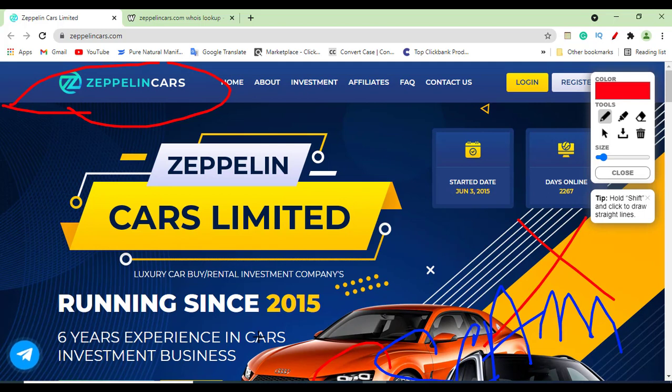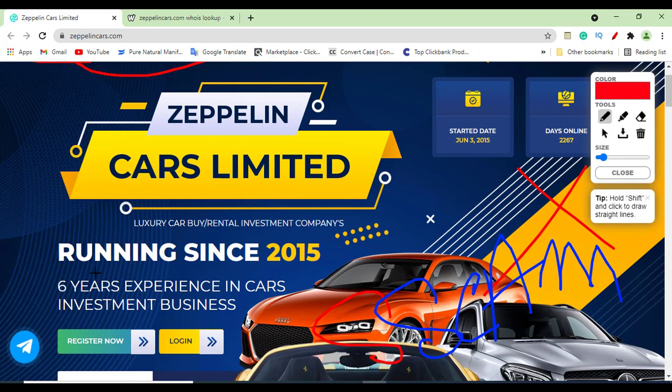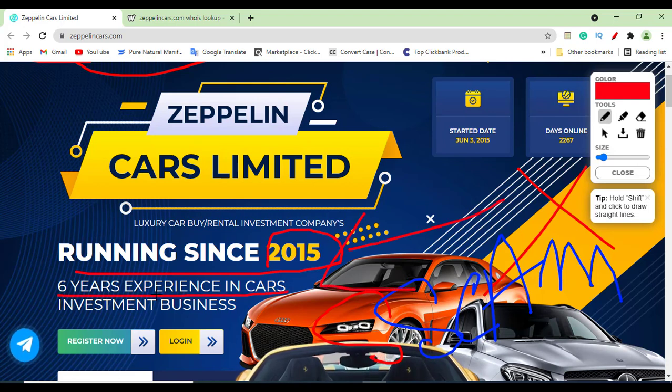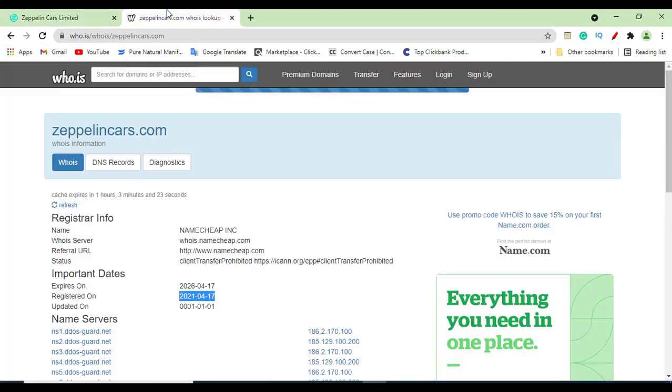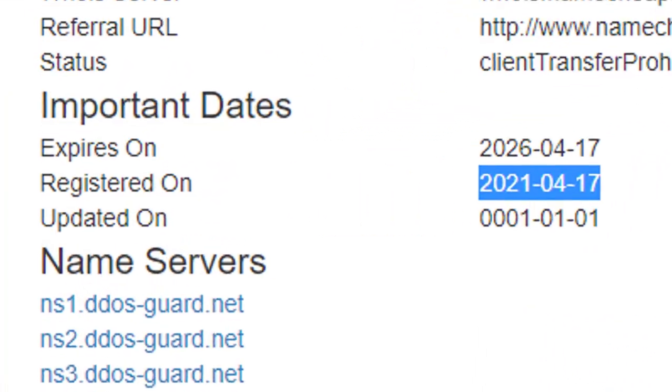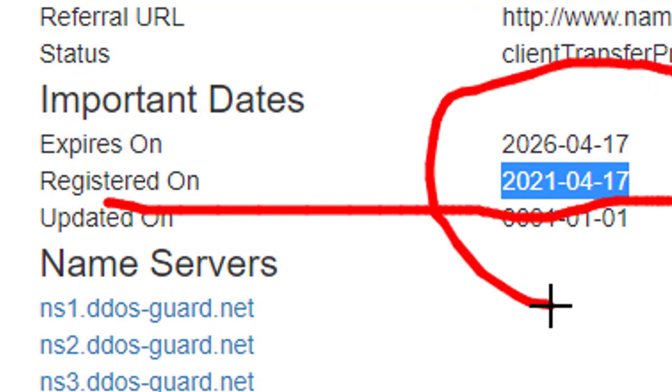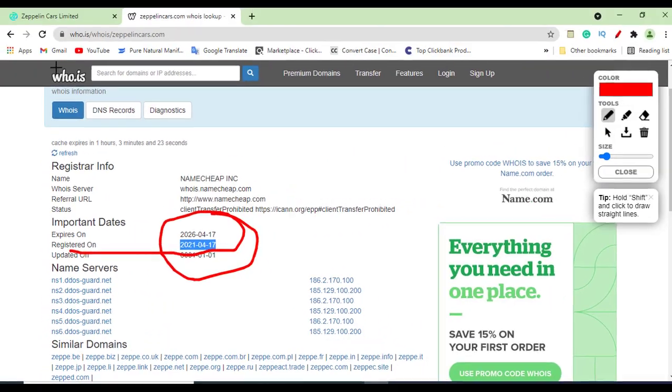Number 1, they are lying about the running date on their website. If you go to their website, you will see that they say their website started in 2015, and they have 6 years of experience in the car investment business, but to be honest, they are lying. Because when I check their website on Whois, I see that their website is only 93 days old, and you can check it if you want. Whois is a website where you can see the launching date of any website.